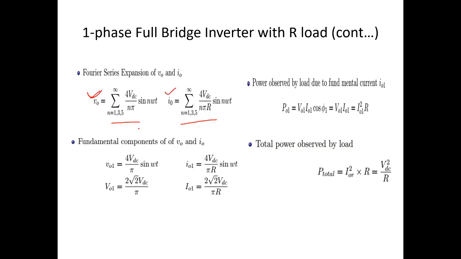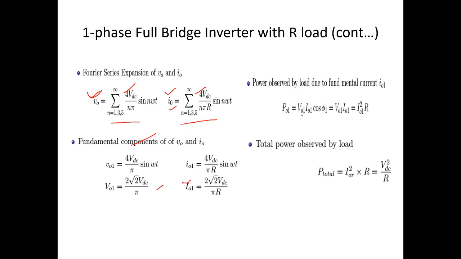The output voltage divided by R, so substitute V0 by R, you will get I0. For the fundamental component, substitute n equal to 1 and you will get the fundamental component. And if you want to find the RMS value, the peak value by root 2 would be the RMS value of voltage and current respectively.